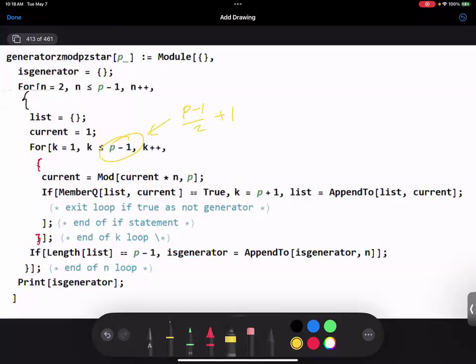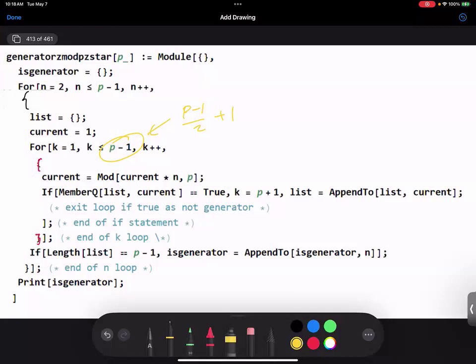So if p is large, then every time I have a generator, this is going to be essentially a 50% savings. If it's not a generator, it doesn't do me any good to do this because I would have already found it earlier. I've got to go one more because I'm not starting at 1. The first thing I check is n, not 1. So I have to go one further. Not a big deal. You can adjust the code a little bit.